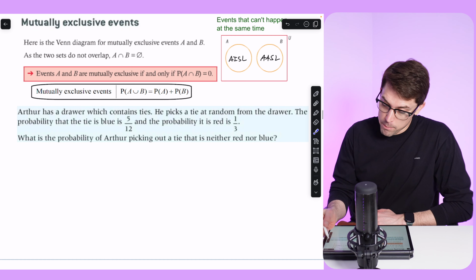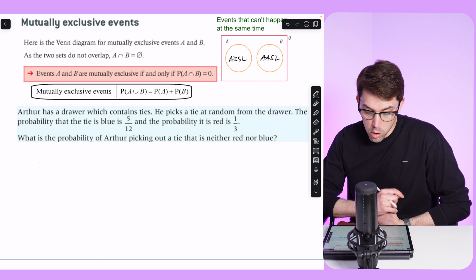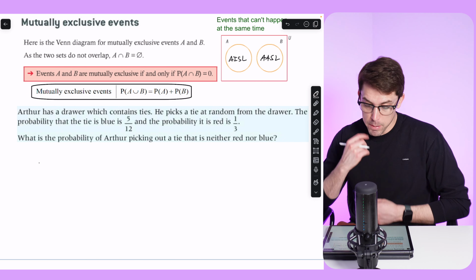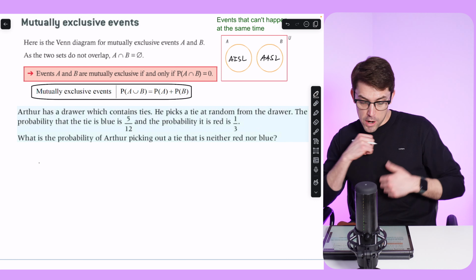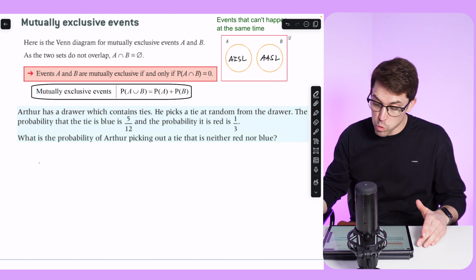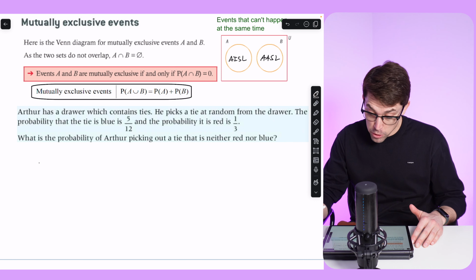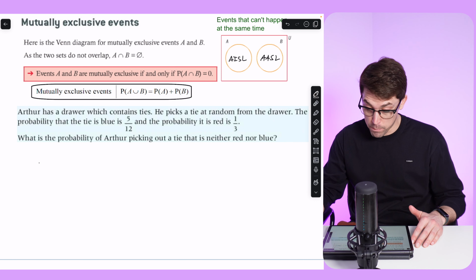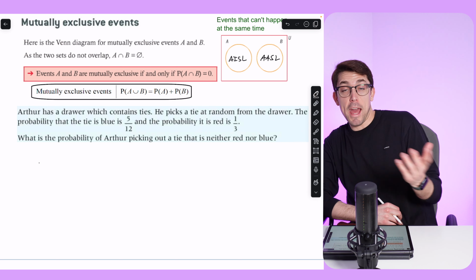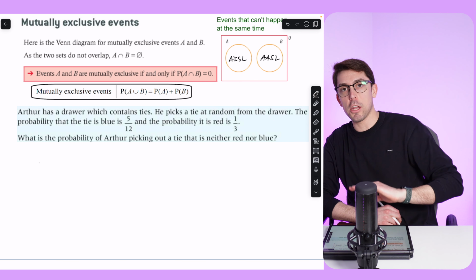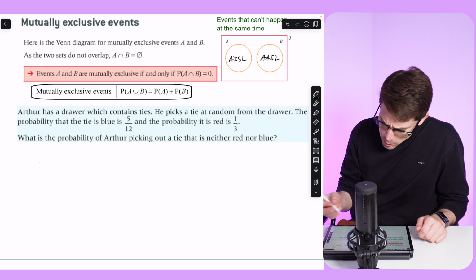So let's take a look at a problem right here. Let's say that Arthur has a drawer which contains ties. So he picks a tie at random from the drawer, and the probability that the tie is blue is 5 over 12, and the probability that it's red is 1 over 3. What is the probability of Arthur picking out a tie that is neither red nor blue? So again, a tie cannot be red and blue in this circumstance, right? These are solid color ties, mutually exclusive.